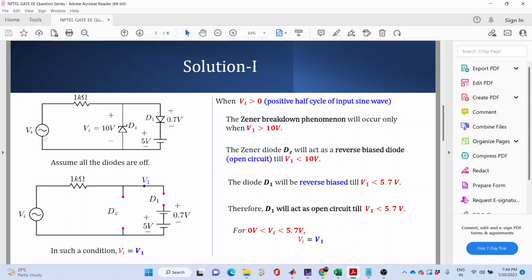You see, the positive terminal is connected to the anode of this Zener diode. The negative terminal is connected to the cathode of the Zener diode. Therefore, the Zener diode is acting as a forward bias diode with a potential drop of 0.7. Agree with me? Yes, sir. Got it. Okay. So the moment VI becomes more than 0.7 volt, then this Zener diode DZ would be forward biased, and if this becomes forward biased, what is the potential at this point?